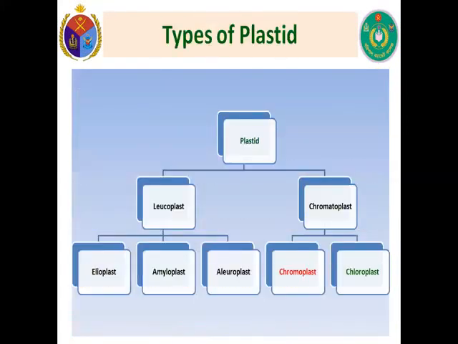Types of plastid. Plastids are of two types: one is leucoplast and another is chromatoplast. Leucoplasts are of three types: gerontoplast, amyloplast, and elaioplast. Chromatoplasts are of two types: one is chromoplast and another is chloroplast.